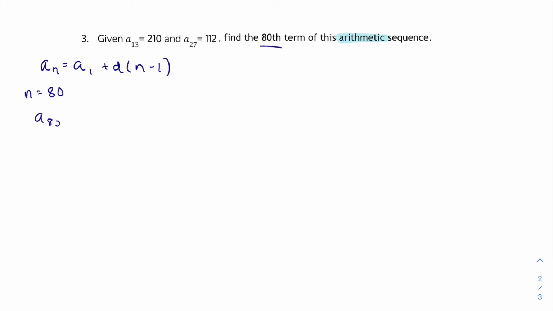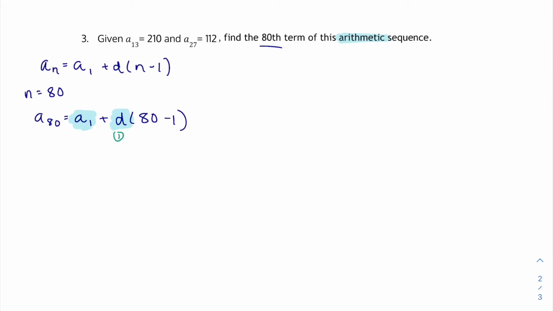So at the end of this, eventually, we are going to need to solve this, right? We plug 80 in for n and we find the 80th term. But for that to be doable, we need both A1 and D, neither of which we have. So I'm going to tell you guys to start by finding the common difference. We're going to look for this first.